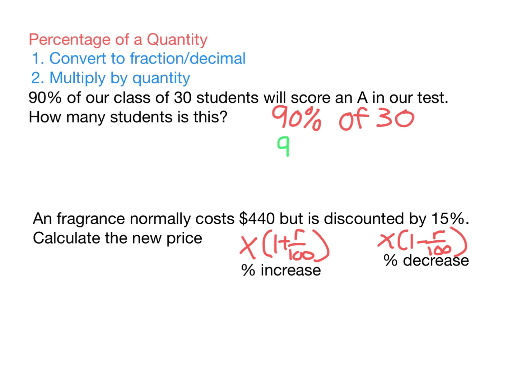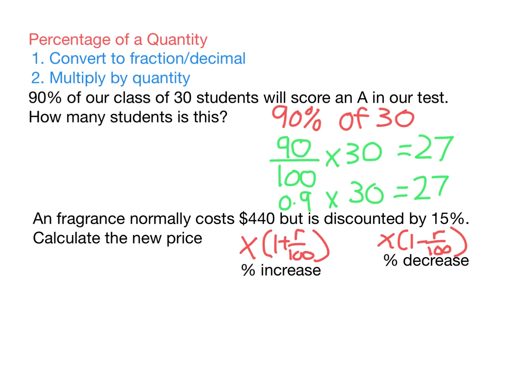So we just convert 90% to a fraction. 90% is the same as 90 over 100. You can also convert it to a decimal. 90 divided by 100 is 0.9. It doesn't matter whether you go fraction or decimal, we'll get the same answer. In either case, you just multiply by the quantity. The quantity here is the 30 people. So 90 over 100 times 30, or 0.9 times 30 gives you 27. In both cases, if 90% of 30 students score an A, that is 27 students. We don't put a percent sign here because our answer is another quantity. Here it's a number of students, it's not a percentage.